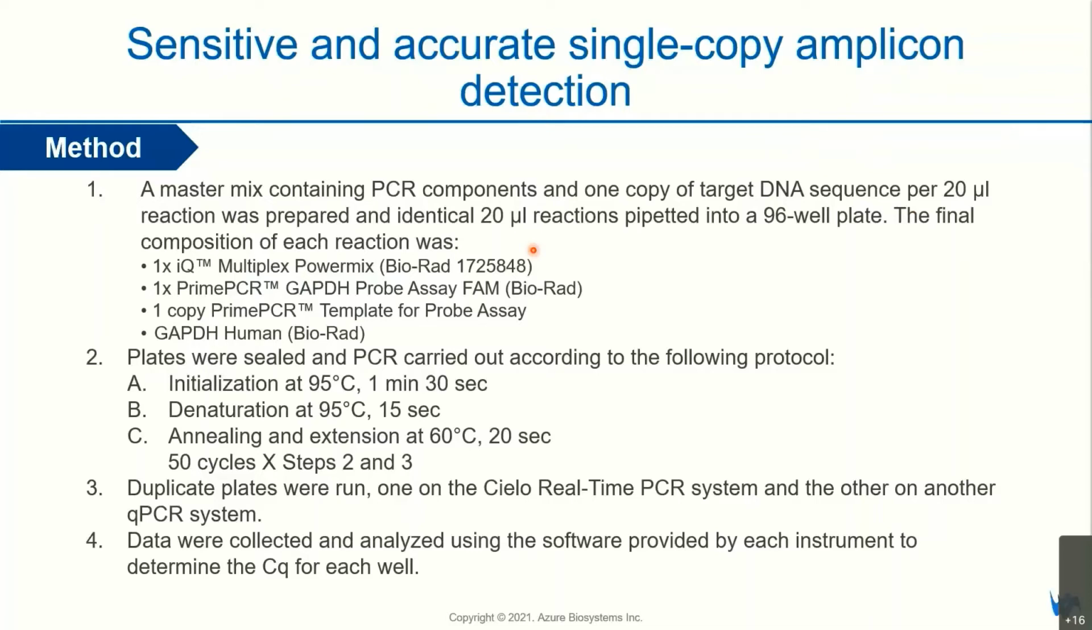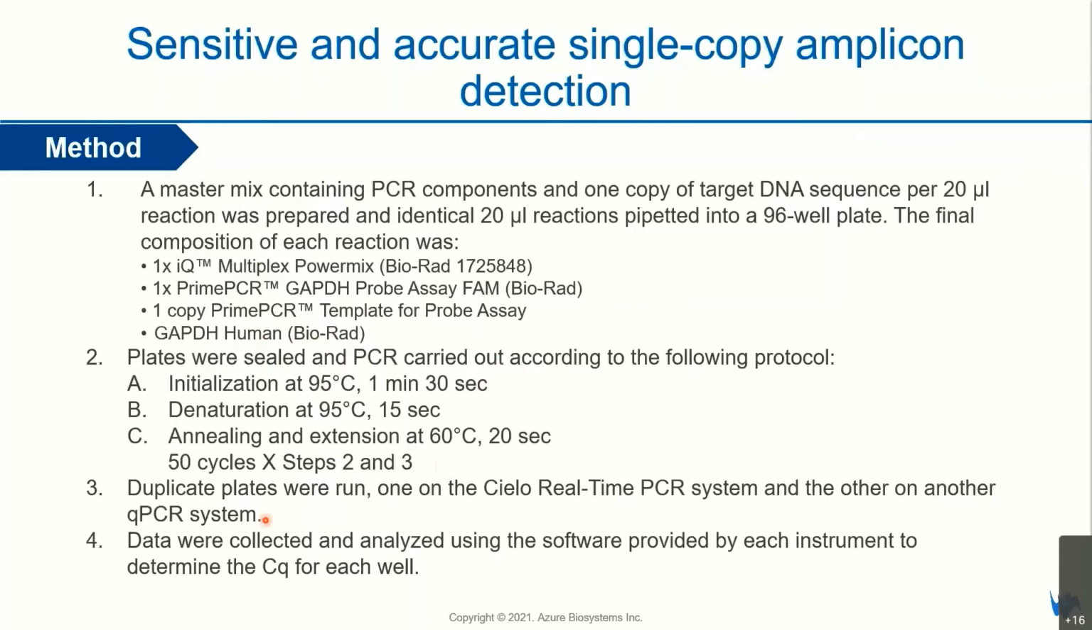And then this is the list of the final composition of each reaction. So we have the primer mix, primer set, and also your template DNA. Then you seal the PCR plate and carry out the protocol accordingly based on the manual. These are the PCR cycles. We cycle it up to 50 cycles because this is a single copy DNA target. It's very hard to get a result out of it.